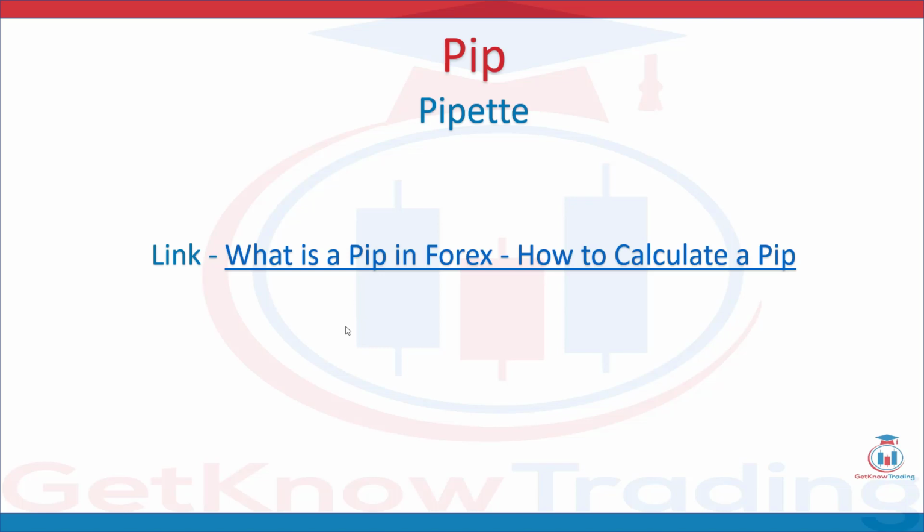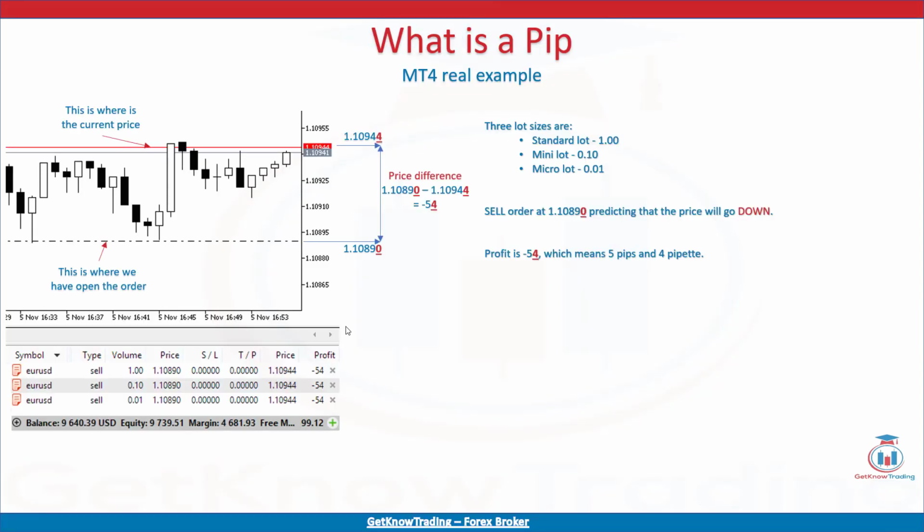In this lesson I will talk about Pip and Pipette, which are the smallest price change in the currency pair. The chart on the left side was taken from the MetaTrader 4 platform. I have used the EURUSD trading pair as an example to show you all the details about Pip and Pipette.